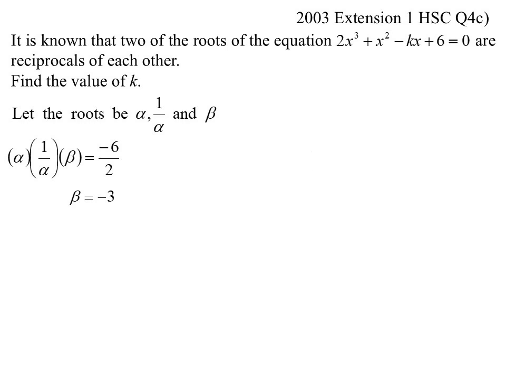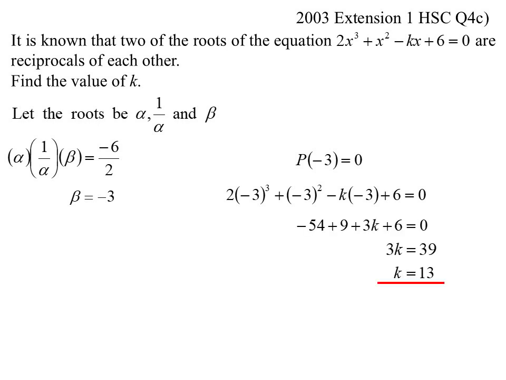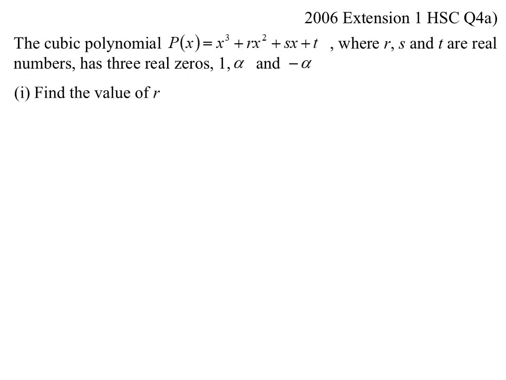Now I can just use my factor theorem, because if minus 3 is a root, I know that when I substitute it in, I'll get 0. So if I substitute in, we can find k, 13. And that saved me mucking around with all the other roots 1 at a time, 2 at a time, and so on. 2006. Ooh, okay. x cubed plus r x squared plus s x plus t. They've given us the zeros 1, but then alpha and minus alpha. Find the value of r.